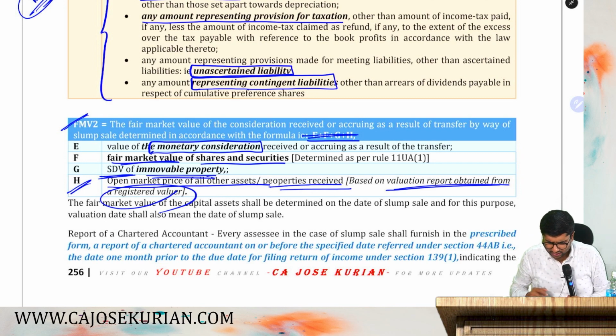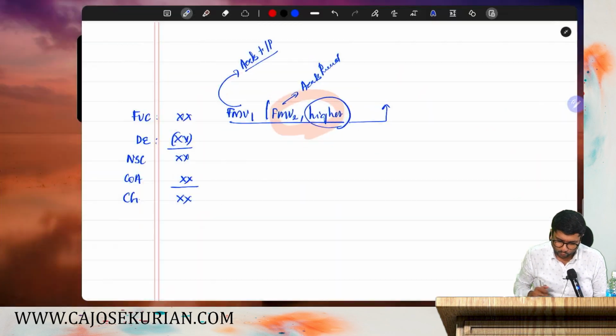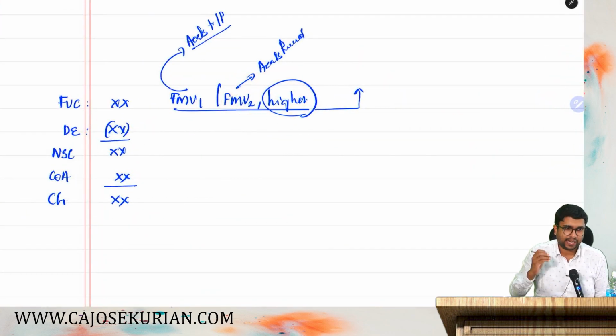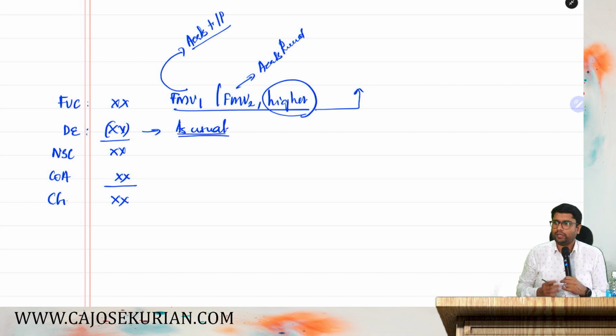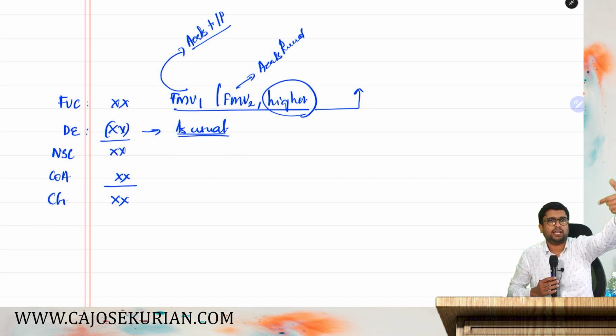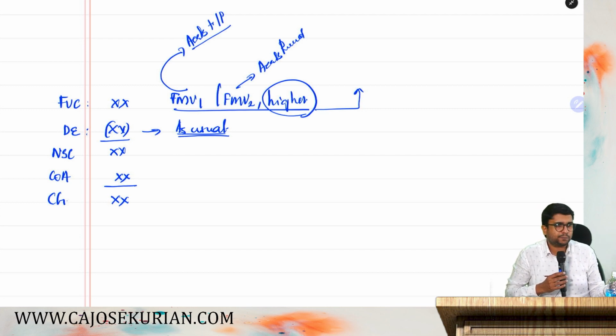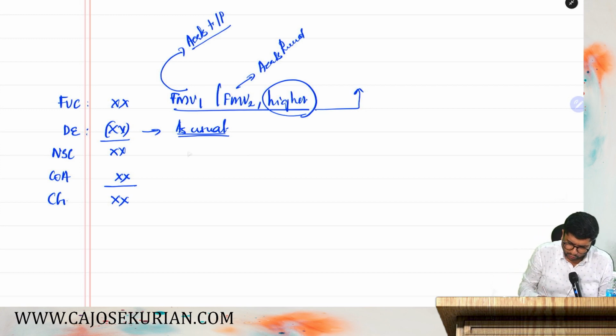Now, listen. So now you have the fair market value, FMV1 or FMV2, whichever is higher. Now you tell me how to compute direct expenses. As usual, you take the normal brokerage, commission, etc. On the event of a slump sale, say there was a broker in between. The commission that I paid to the broker will be considered as direct expenses. There is nothing special in the slump sale. Whatever comes as a direct expense in a normal transfer, you consider it as a direct expense. That's it.